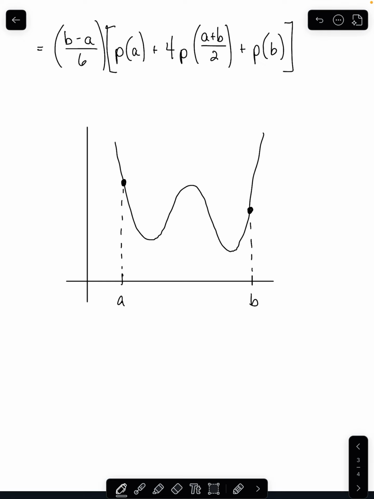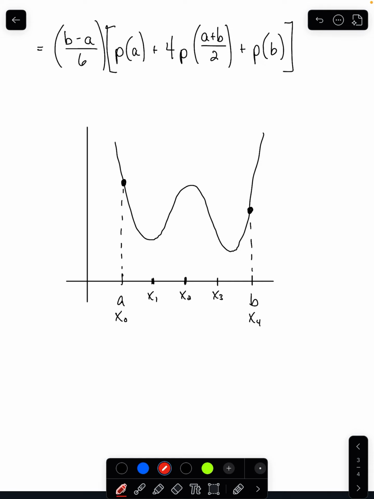Now, in order for this to work, we need an interval that has a midpoint to it. In order to make our lives a bit easier, I'm going to suggest that we actually consider 2 subintervals at the same time, so that we have x sub 0, x sub 1, x sub 2, x sub 3, and x sub 4. And I'm going to suggest that we consider the interval from x sub 0 to x sub 2 as a single subinterval, or a double subinterval, if you will.